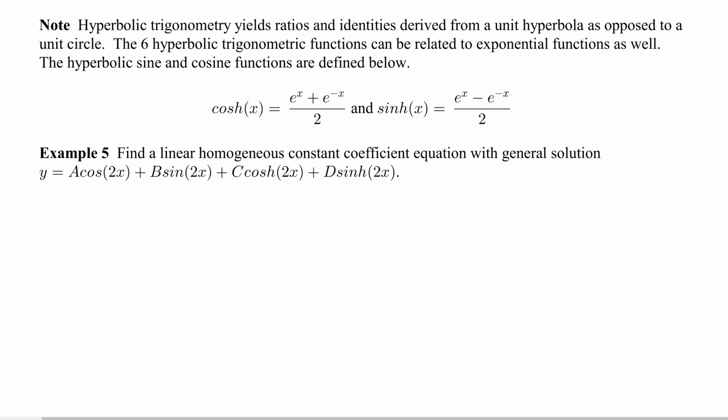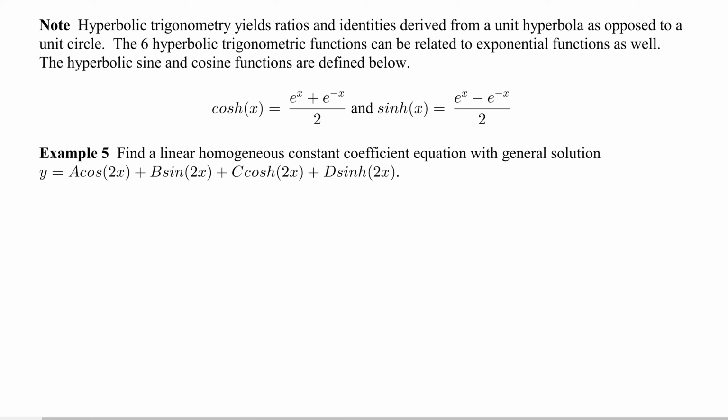Now, before we look at this next example, I want to remind you of a couple of formulas from hyperbolic trigonometry. Hyperbolic trigonometry yields ratios and identities derived from a unit hyperbola as opposed to a unit circle. Now, if you don't know much about unit hyperbola or hyperbolic trigonometry, I encourage you to Google it. You'll be surprised that there's a whole different branch of trigonometry based on a unit hyperbola as opposed to a unit circle. The 6 hyperbolic trig functions can be related to exponential functions as well.